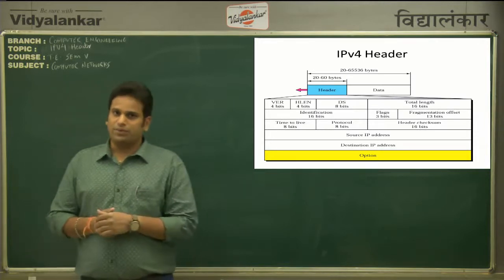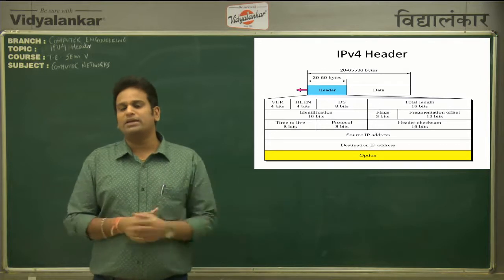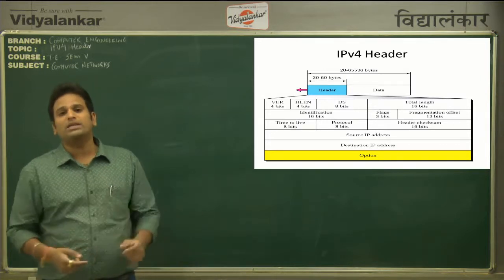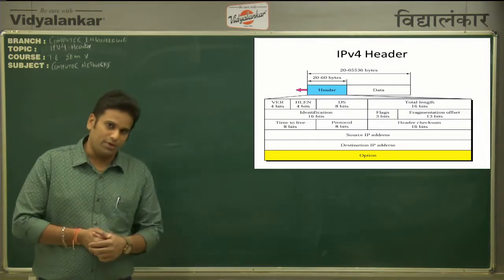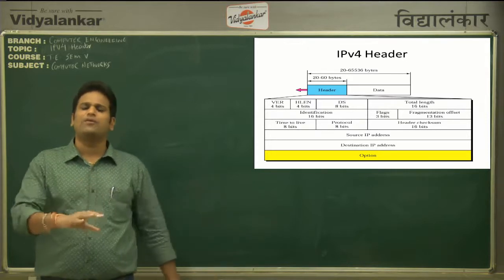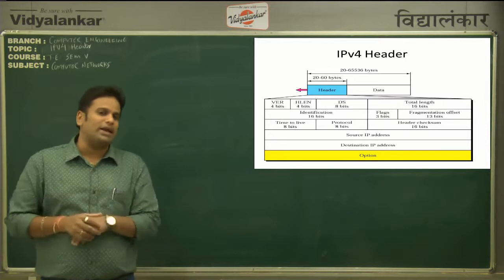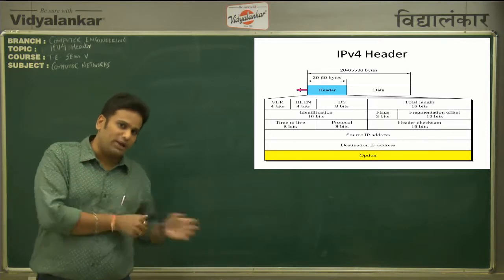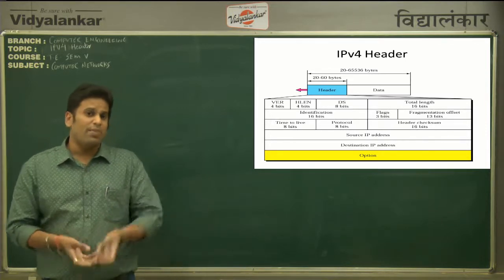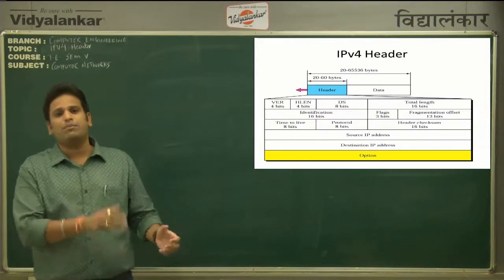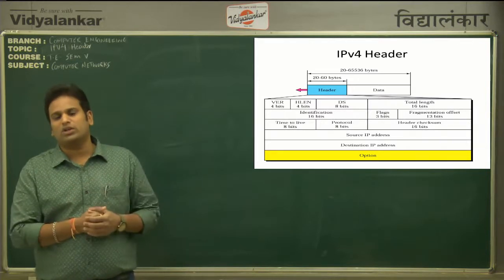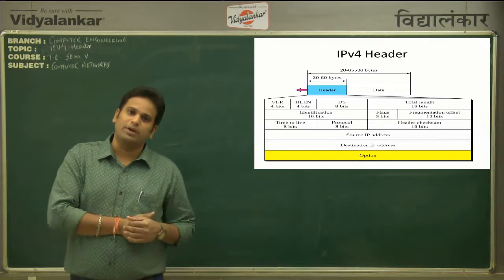Next is identification. Every new packet is given a unique identification number. This identification number is helpful for fragmentation. So when you fragment the packet into multiple sub-fragments, which is known as fragmentation, every fragment of the same packet will have the same identification number, which is helpful for reassembly.